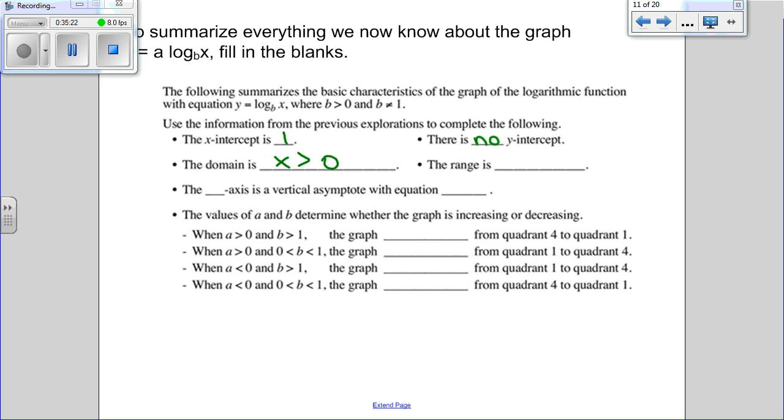The y-axis is a vertical asymptote. The equation is x equals 0. So that's a little bit different than before, right? That's x equals 0.